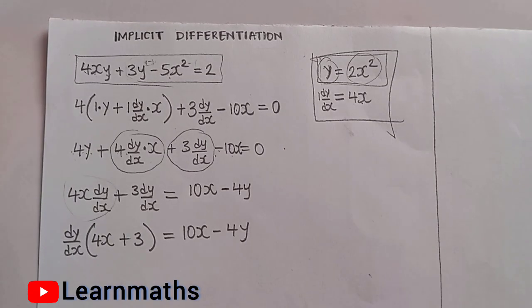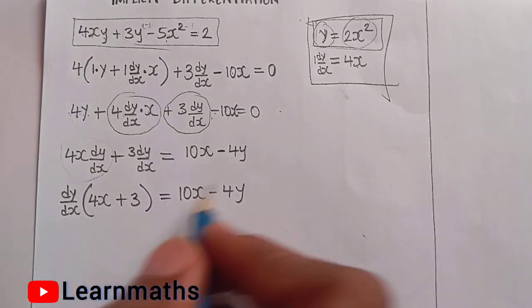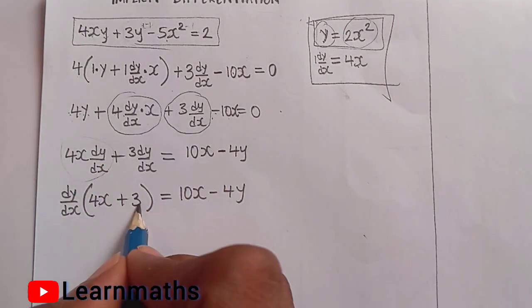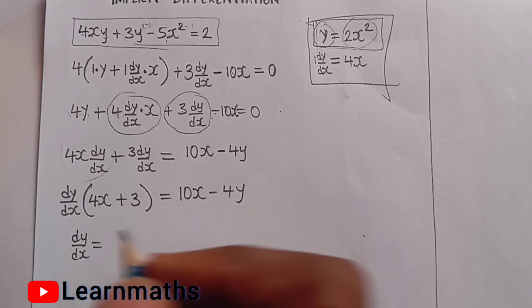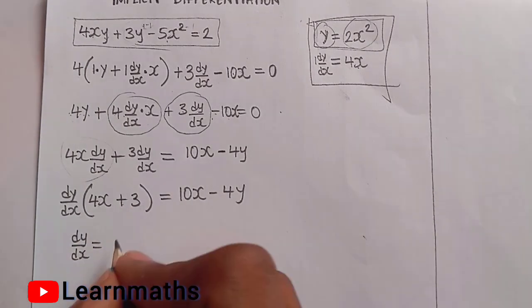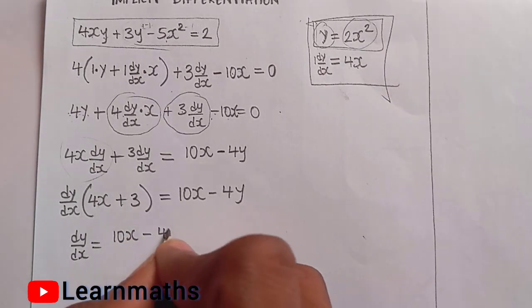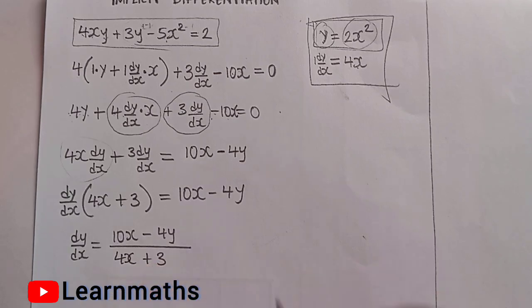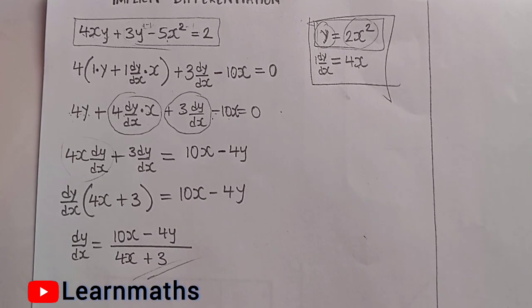Finally, to get dy dx, we are going to divide both sides, both the left and right, by 4x plus 3. So we're going to be left with dy dx on the left hand side. Then on the right hand side, we have 10x minus 4y divided by 4x plus 3. And this will be the answer for dy dx.